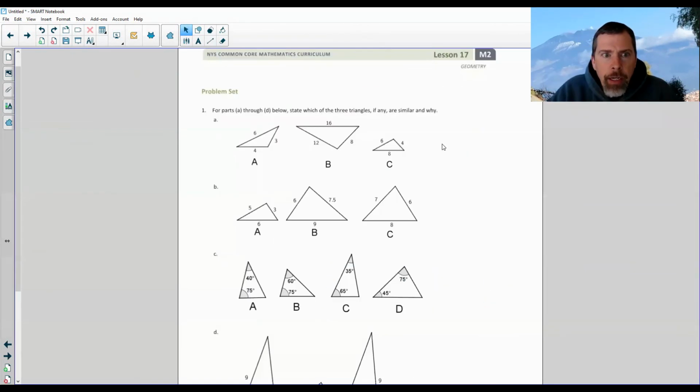Okay, page 9. Yes, page 9 brings us to the end of a very lengthy lesson 17. If you've watched this video from start to finish, take a break, but then go do your problem set.